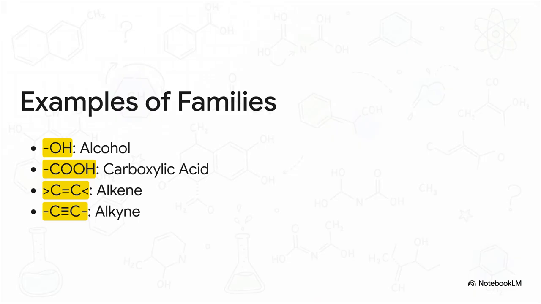For instance, if you spot an OH group tacked onto a carbon chain, boom, you've got an alcohol. See a COOH group? That's a carboxylic acid. Even a double bond between 2 carbons is a functional group. That makes it an alkene. A triple bond makes it an alkyne. These little groups are like name tags that tell you exactly what family the molecule belongs to.